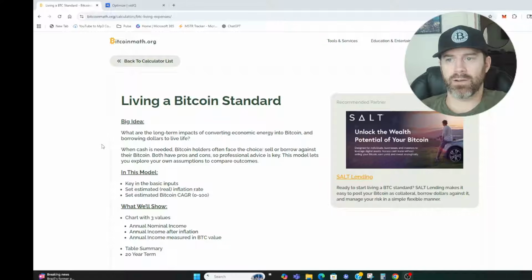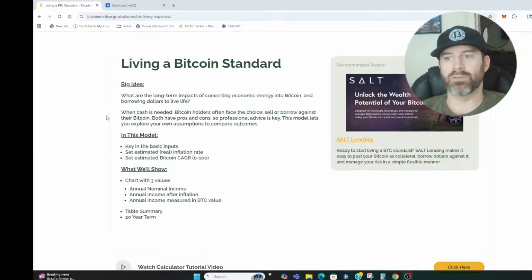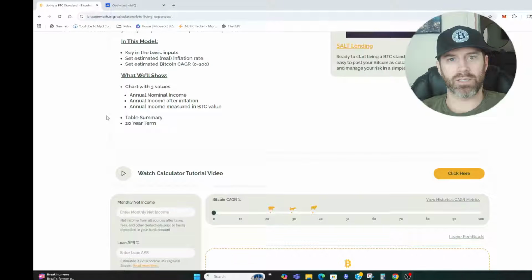So the big idea here is that converting all of your income into Bitcoin and getting exposed to Bitcoin's long-term appreciation could have economic benefits compared to, say, just getting your paychecks in cash and living a fiat lifestyle. And a lot of people ask me, well, what does that look like over a 20-year period? What does the math say and how does that all work? And that's really at the heart of this model, is to let you plug those numbers in and see for yourself. So what we're going to look at is the impact on your income if it was actually measured in Bitcoin value, meaning you convert all your income into Bitcoin.